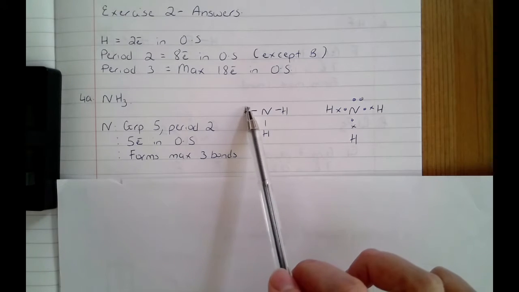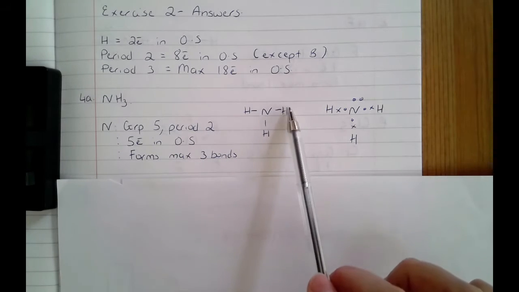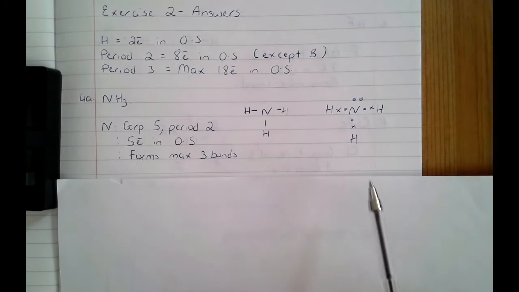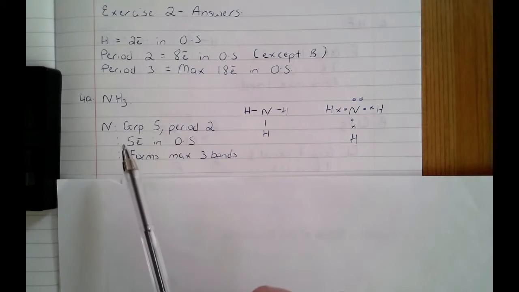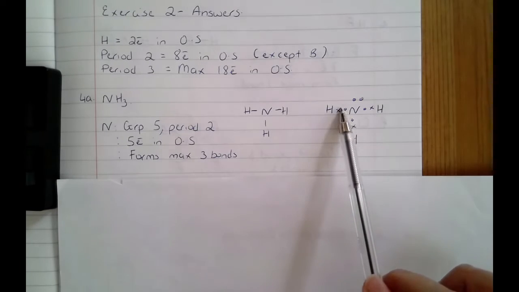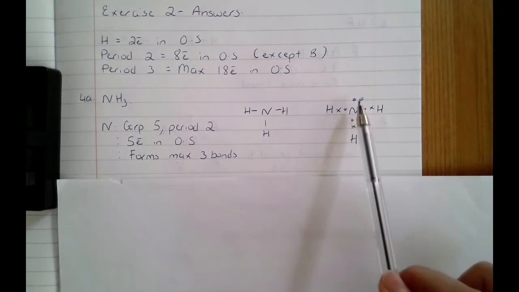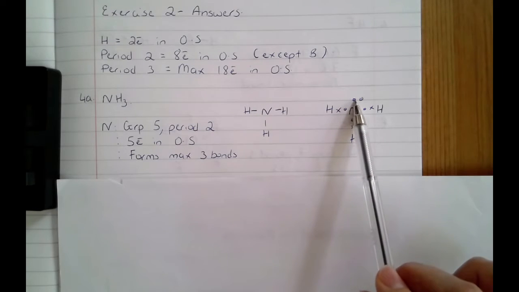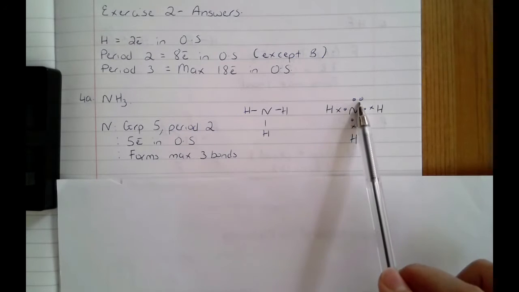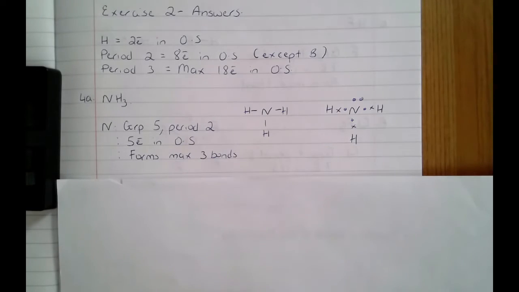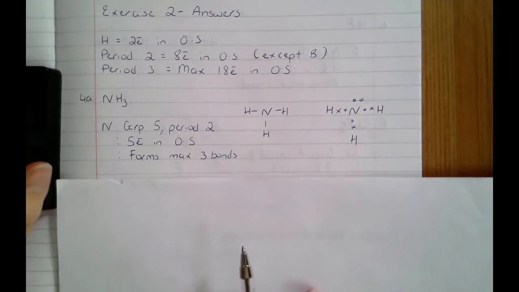Hydrogen only wants to have 1 bond. Each hydrogen has 1 bond. Nitrogen wants 3 bonds. Nitrogen has 3 bonds. And this is what your dot and cross looks like. Remember, nitrogen does have 5 electrons in the outer shell. 3 of those electrons are involved in bonds. 2 of those electrons are not involved in bonds. And again, the reason why is that if nitrogen used those electrons to form 2 more bonds, it would end up with 10 electrons in the outer shell, which is too many for a period 2 element.